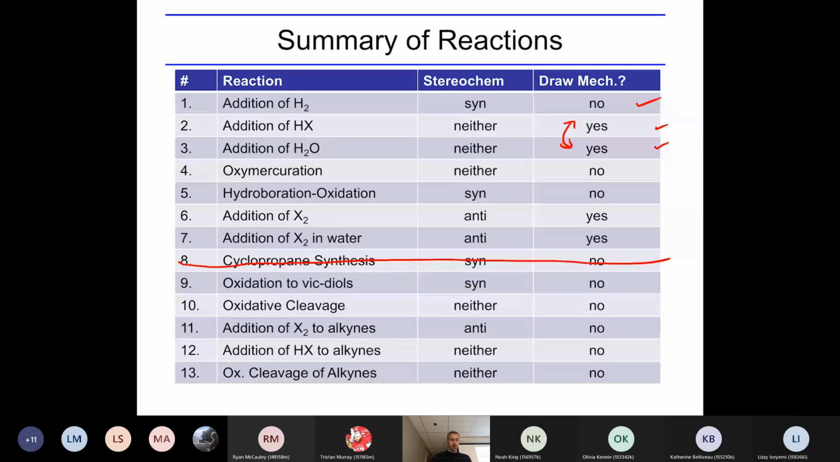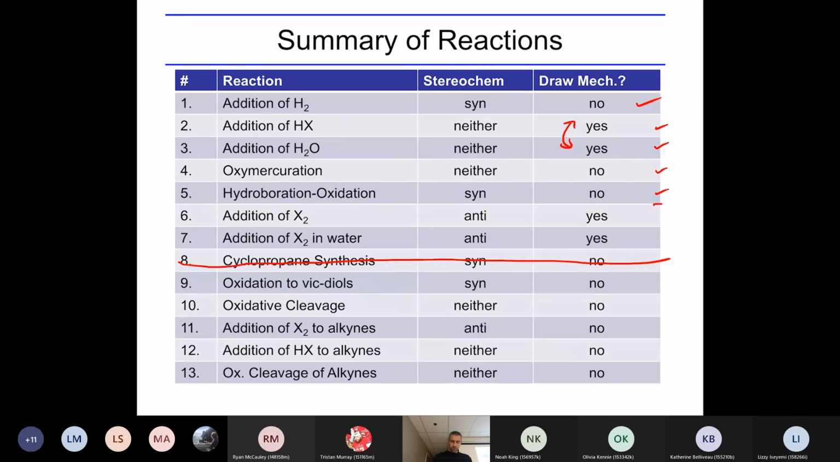So yeah, both of them are Markovnikov, both of them are not syn and not anti. Oxymercuration-demercuration was sort of like reaction 3, except no rearrangements. No mechanism you need to know for that. Hydroboration-oxidation was syn and anti-Markovnikov. No mechanism you need to draw for that.